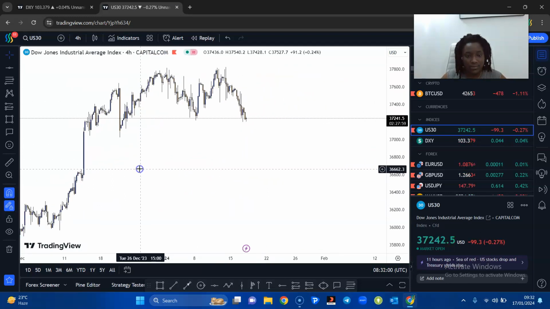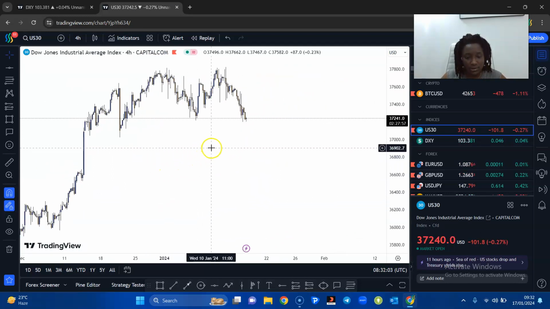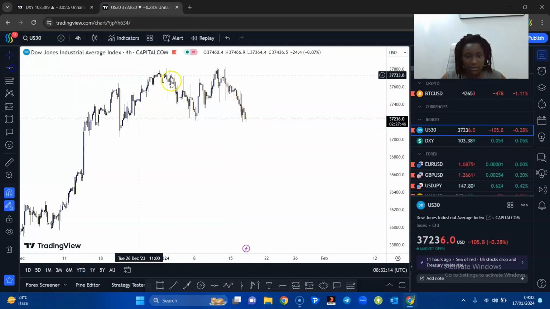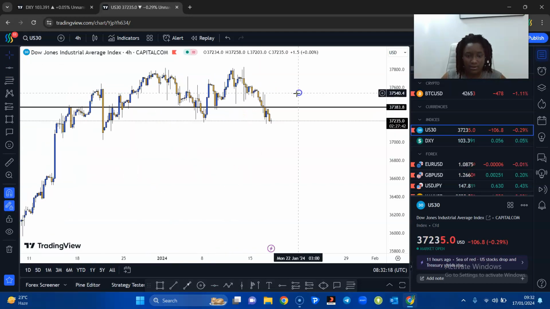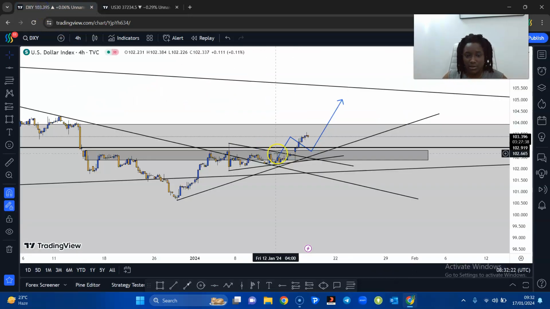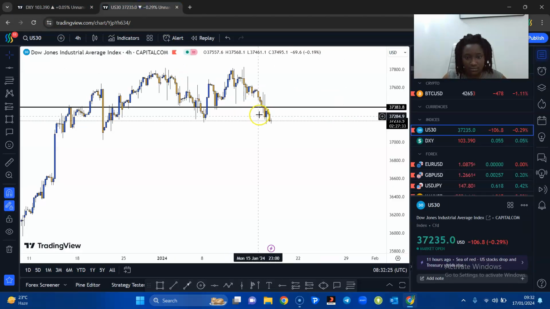So let's look for the 16th of January 2024. Can you see it here? This is the candle right here. So I'm just going to put a line on it. This dodgy candle right here, 16th of January 2024.